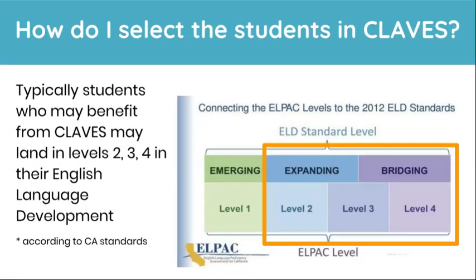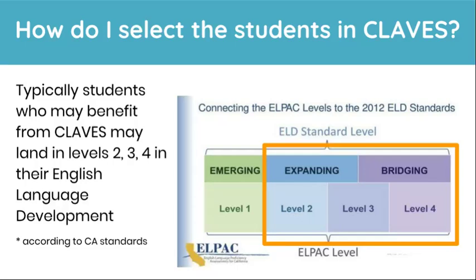How do I select students in CLAVES? There could be a variety of measures, a variety of ways, but first we do want to encourage you to use your teacher gut and your educator gut, where you're observing students based off of how they're interacting with books, how they're interacting with language. A variety of these anecdotal data points could help support you in identifying students who may need extra support in language development, but may also need extra support in reading comprehension as well.